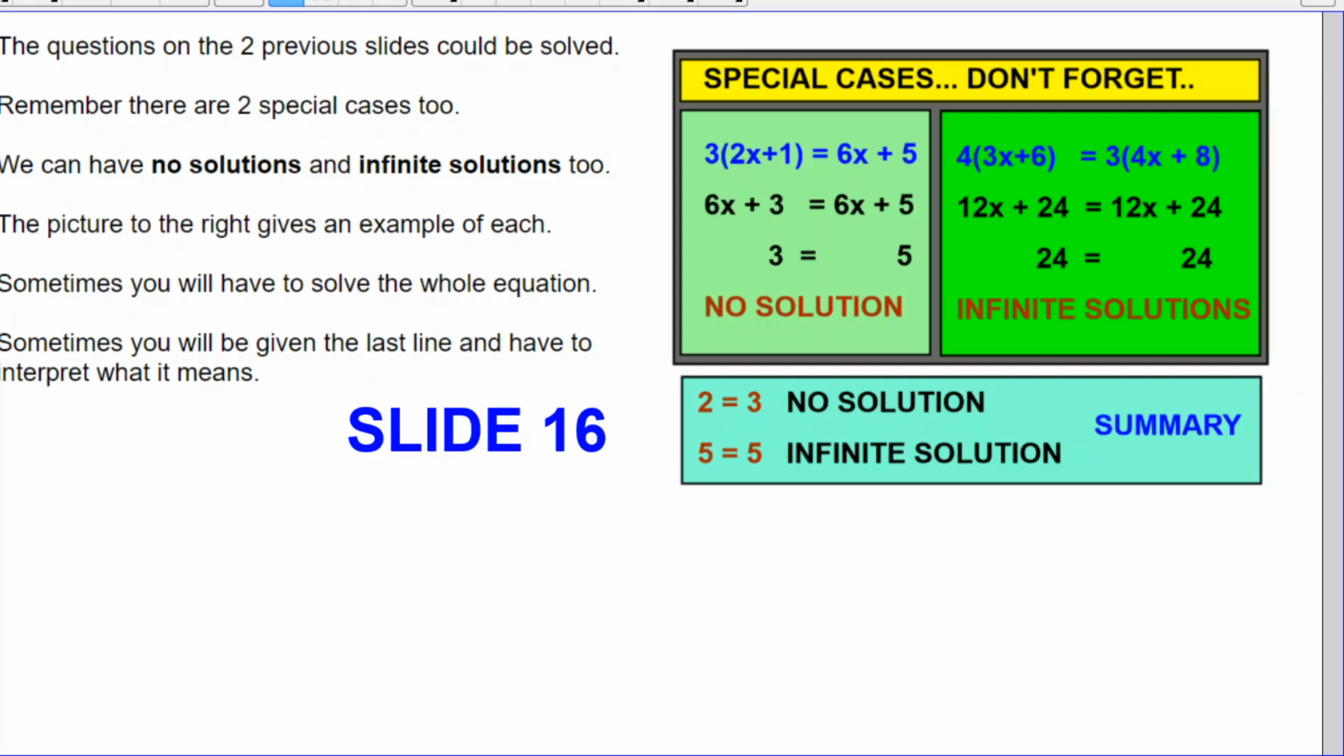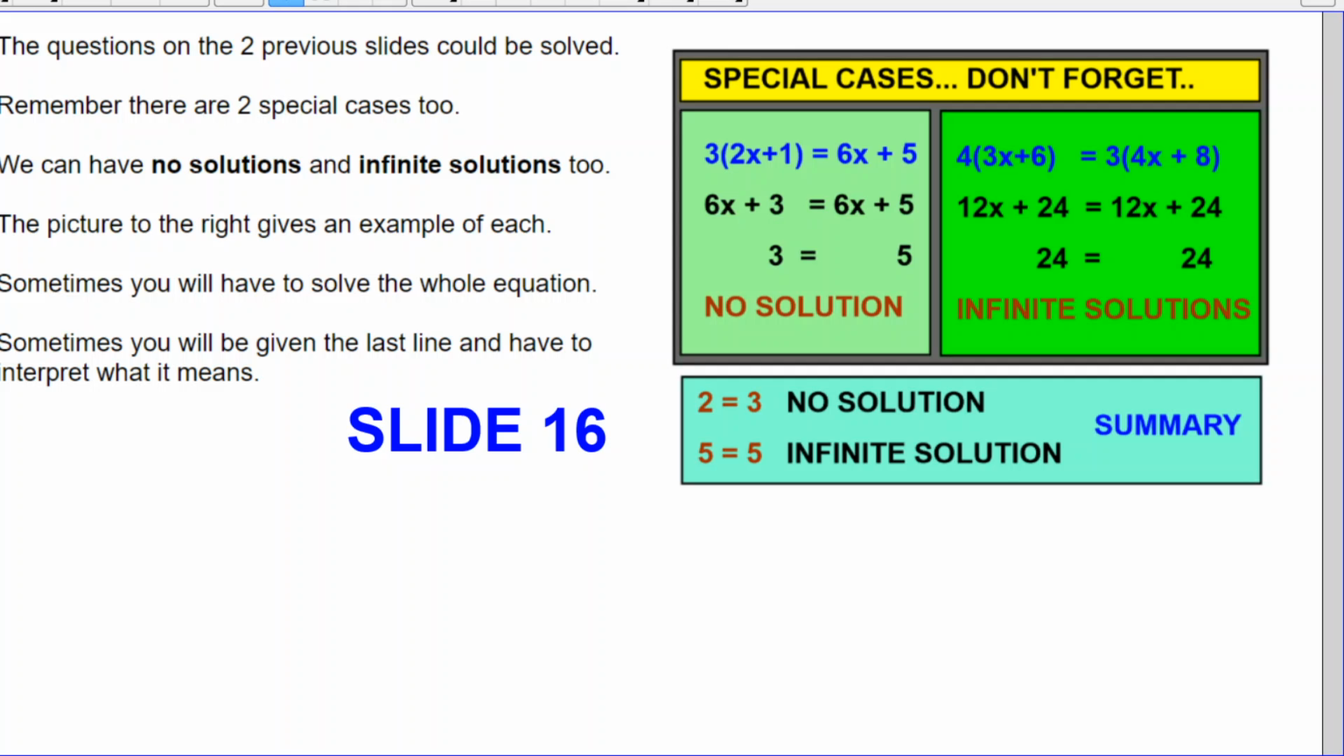Questions on the two previous slides could be solved. Remember, there are two special cases too. We can have no solutions and infinite solutions too. The picture to the right gives an example of each. Sometimes you'll have to solve the whole equation. Sometimes you'll be given the last line and have to interpret what it means here.